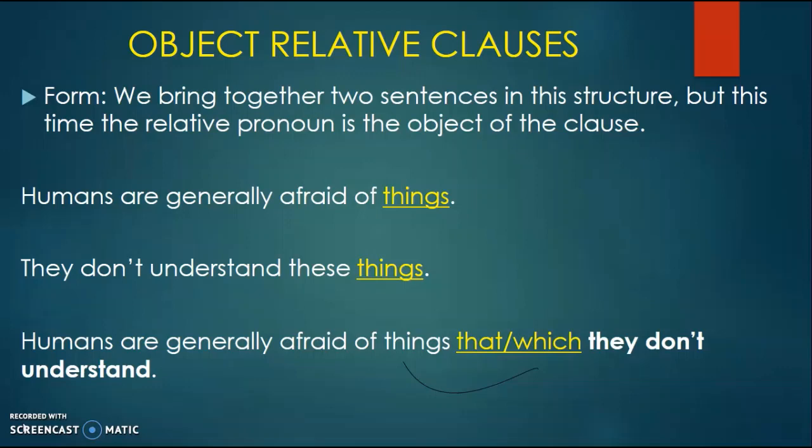Humans are generally afraid of things. They don't understand these things. Humans are generally afraid of things that they don't understand. As you can see, instead of using two sentences, we convey our message in one sentence thanks to the object relative clause. Now, let's move on to some details.